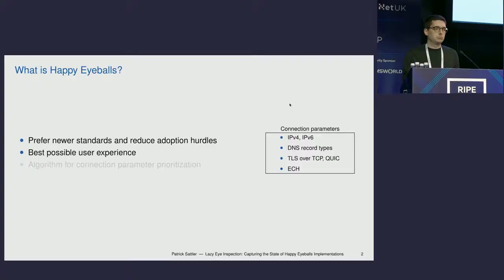A normal user does not care about the protocol which is used to connect to the service. He wants to get the best possible experience, but we as technicians maybe want to get newer standards deployed while still reducing adoption hurdles. And for this, there's the algorithm called Happy Eyeballs, which does connection parameter prioritization in order to favor newer protocols, but still keep the user happy.